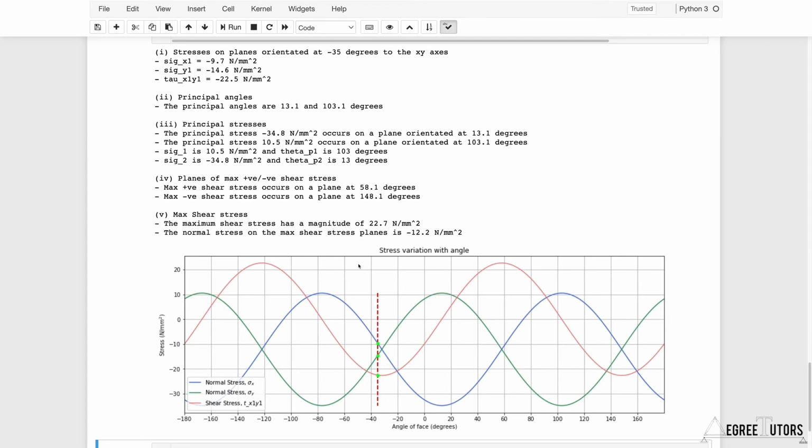Excellent. All right, and look, there's no surprises here. We calculated these numbers already. All we're doing is saying wherever I drop that vertical dashed red line, wherever it cuts these three different curves, those are the values for the corresponding stresses at that orientation, that negative 35 degrees. And so it's expected that we would have our dots lining up on the curves.